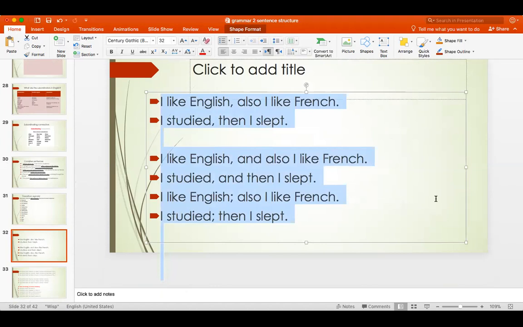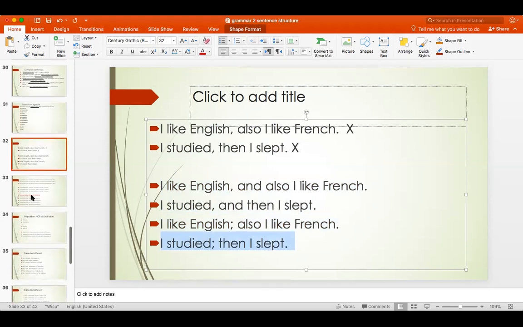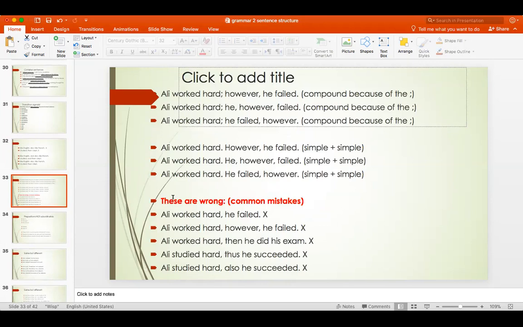"I like English, also I like French." Wrong. "I studied English, then I slept." Academically, this is wrong. It can be fixed like this: "I like English and also I like French." "I like English and also like French," compound. "I studied English and then I slept," compound. "I like English; also I like French," compound because of the semicolon. "I studied English; then I slept," compound because of the semicolon. Look at these. This is very important.